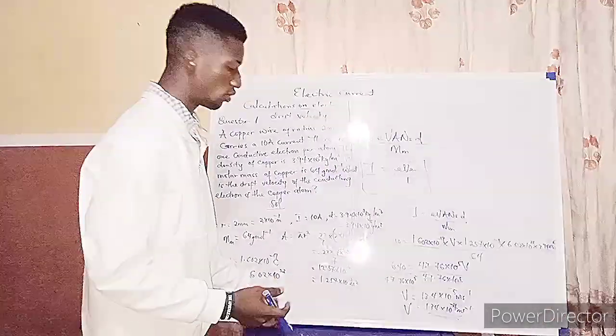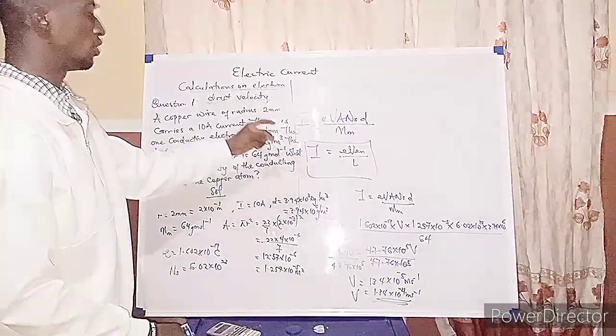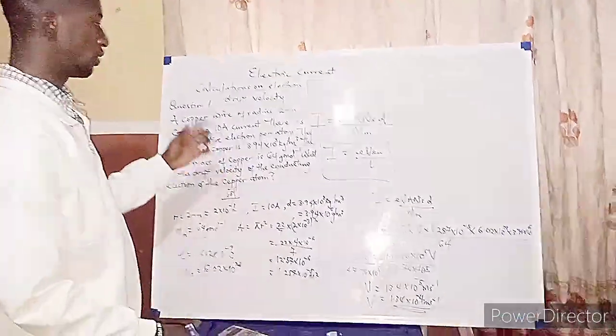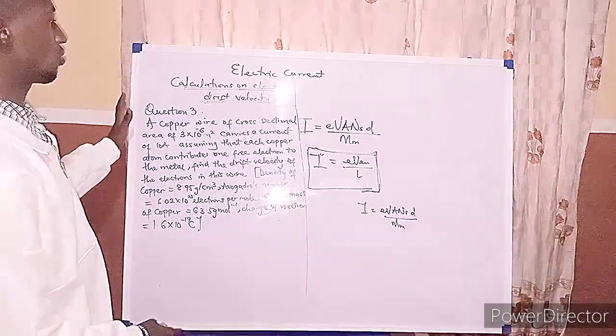So whichever case you're given a question, just know the formula to use. Pick any of these formulas and I assure you that you'll be able to get your drift velocity. Okay, let's solve another question. This is another question now.